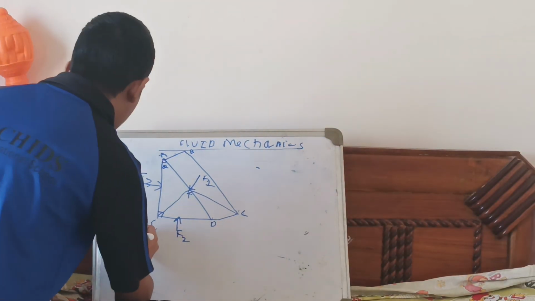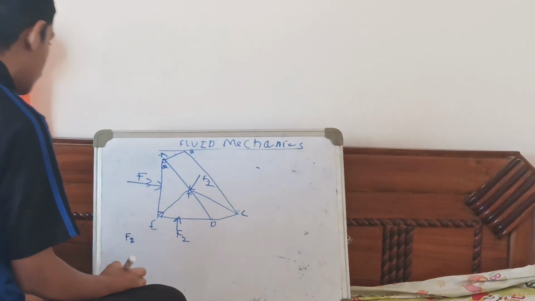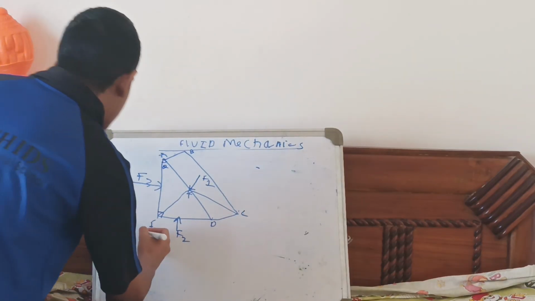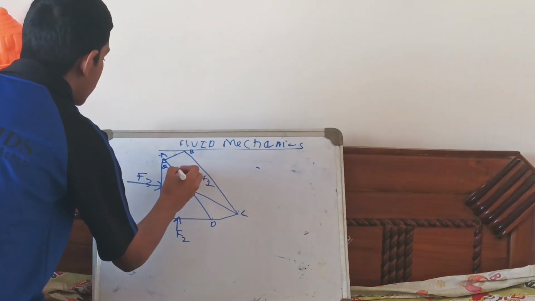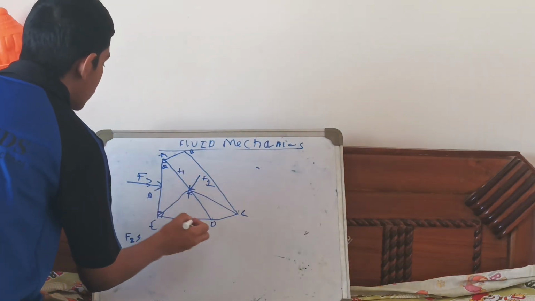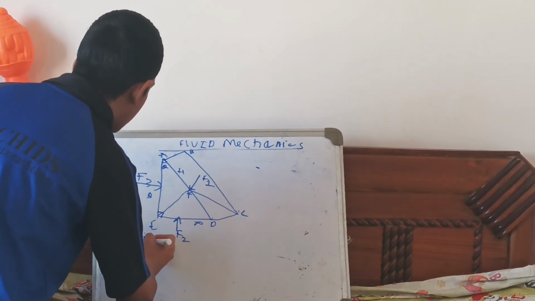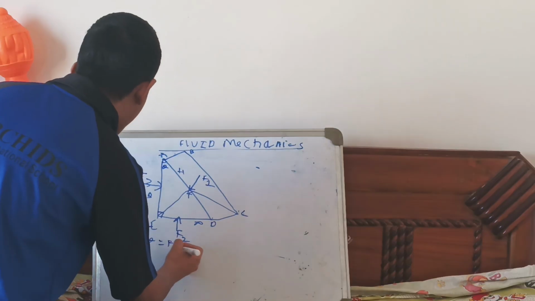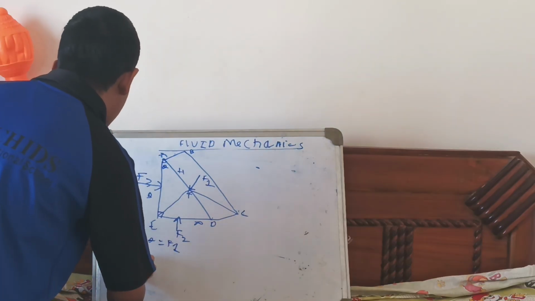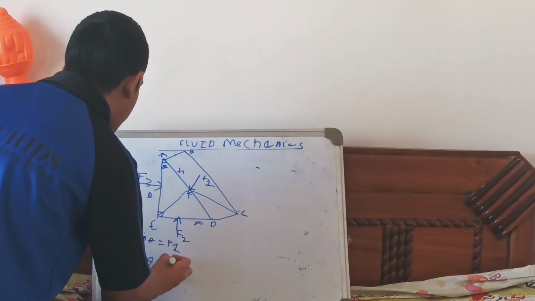Now we can write F2 sine theta. This is hypotenuse, this is base, and this is perpendicular. So that F2 sine theta will be F1, and F3 cos theta will be F1.